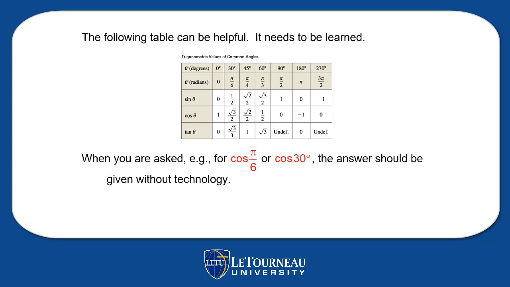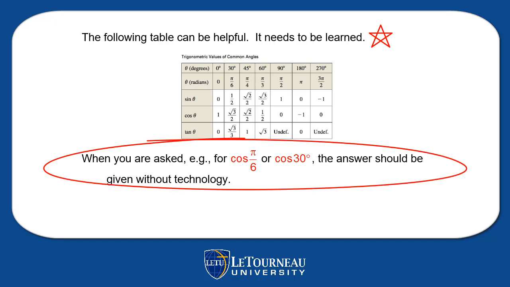This table can be helpful. It needs to be learned. Now, so far you should know the 0, 30, 45, 60, and 90. But notice that we have added 180 and 270 to it. When you're asked, for example, for the cosine of pi over 6, for the cosine of 30, the answer should be given without resorting to technology.